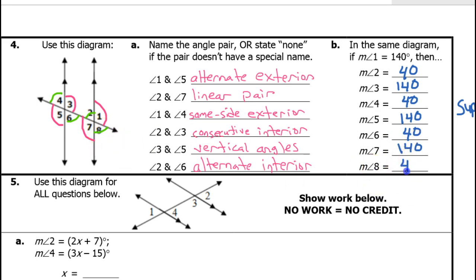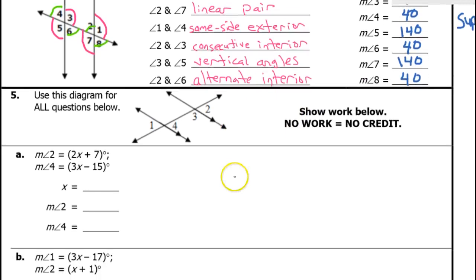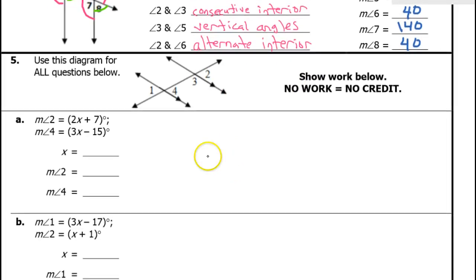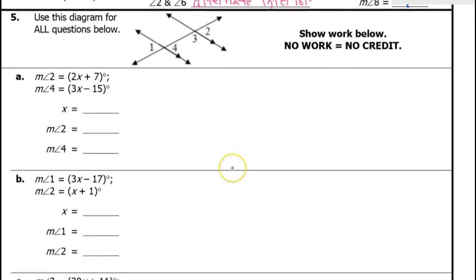That's 40. All right, this pattern only holds if the lines are parallel cut by a transversal. If these lines weren't parallel, I couldn't just do it this way. Okay, number 5. Use this diagram for all questions below.